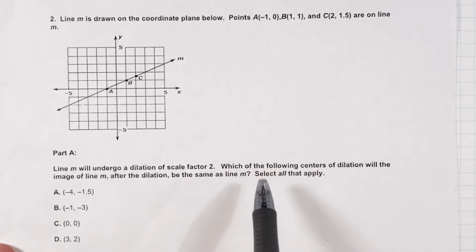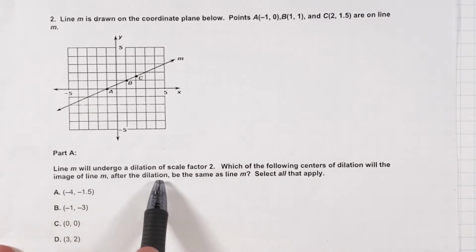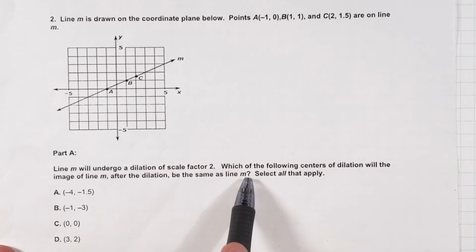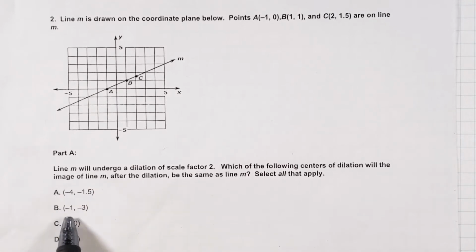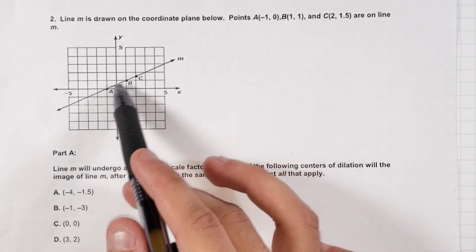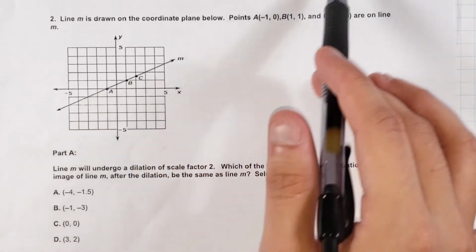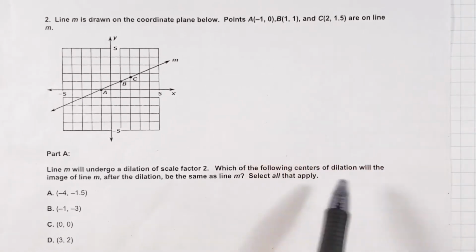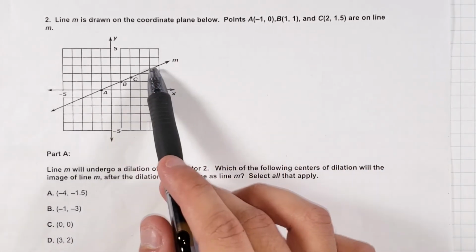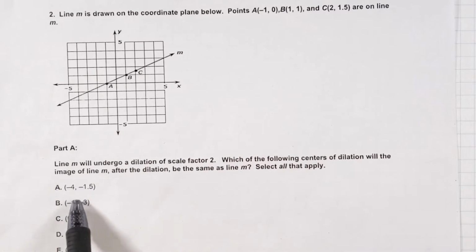So the question is, which of the following centers of dilation will make the image of line M after the dilation be the same as line M? Pretty much all it's asking us to do is find a center of dilation that's going to keep this line unchanged. It's pretty much exactly what we did up here, but now it's for this problem. So you need to find the points on this line that keep this line from moving. We can go through each one and see which ones are going to be solutions to this line.